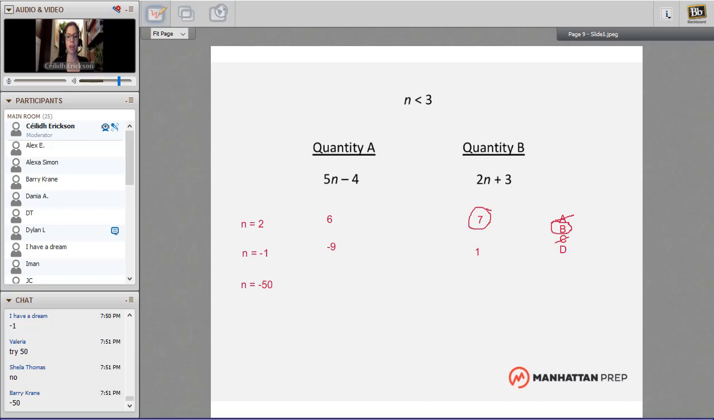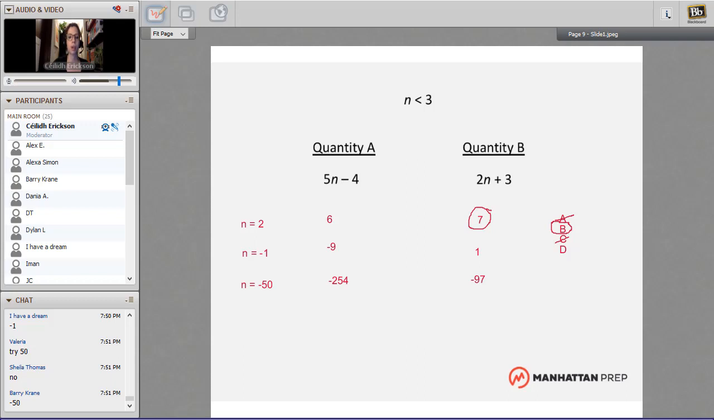All right, so negative 50 times 5, negative 250 minus 4, negative 254, versus 2 times negative 50, so we've got negative 100 plus 3, negative 97. Again, we're getting further and further apart. So the further negative we go, further down the number line, we're still getting the same result.